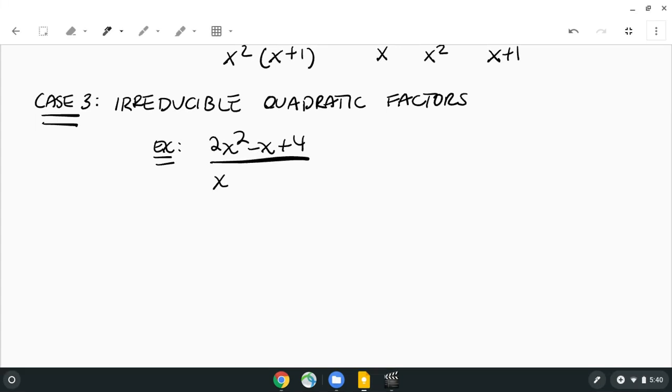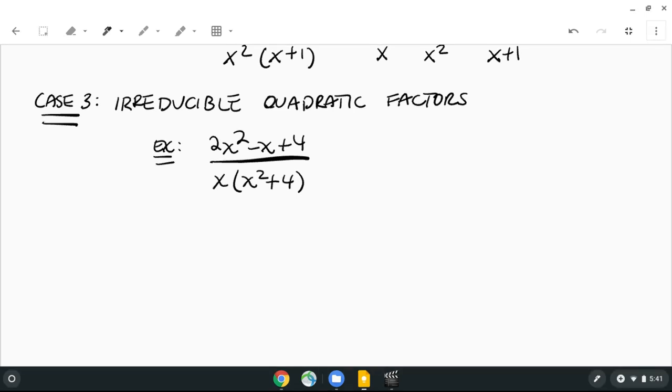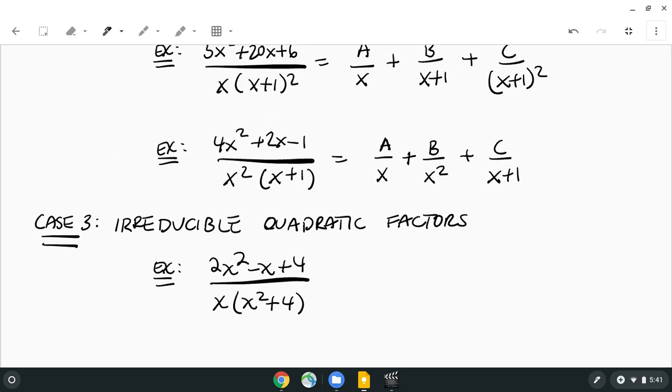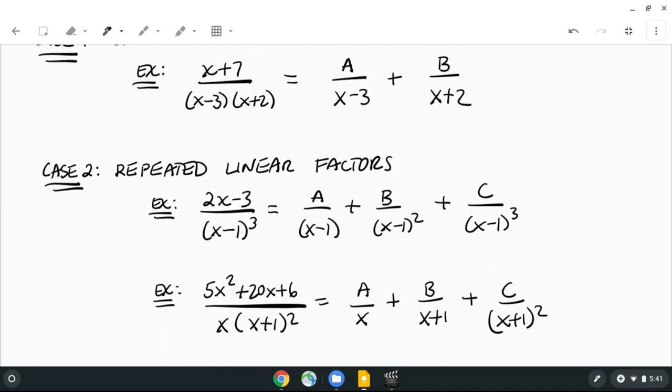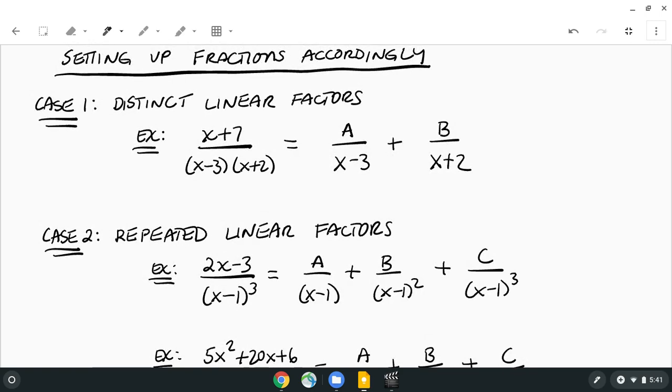Okay, suppose I have that factor, and suppose that I have this factor, x squared plus 4. Make sure you see the difference. Here you have a linear factor x, and then you have a quadratic for the other factor. That's x squared plus 4. If you take a look at all of these other ones, that's x plus 1, that's x plus 1, that's x minus 1. None of those are quadratic. That's x minus 3 and x plus 2. All of those are linear.